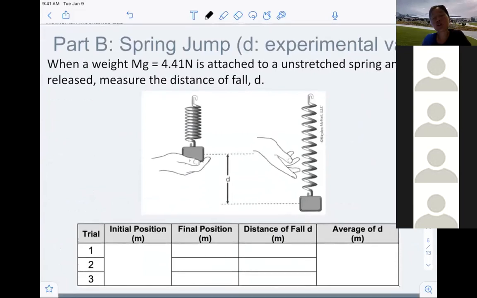What we actually measure in the lab is easy, right? Because we just have to set up the meter stick and record what the initial position is and see what the lowest position is, and we can figure out what the distance of the fall is. So let's take a look at that part in the lab.